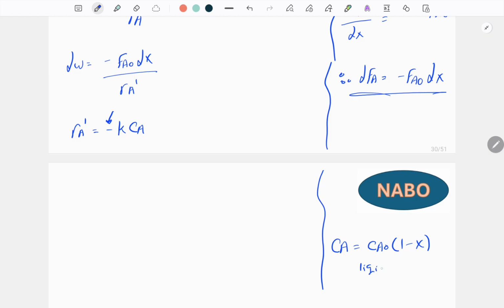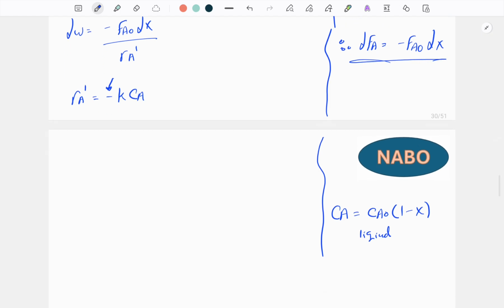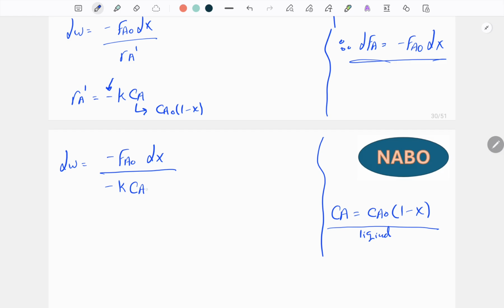But for the gas phase, this equation is not true, and we have to use the expansion factor to find the concentration. So remember, this is only true in liquid phase. So we can substitute this also with Ca naught 1 minus x. Therefore dW equals negative Fa naught dx over negative K Ca naught 1 minus x.